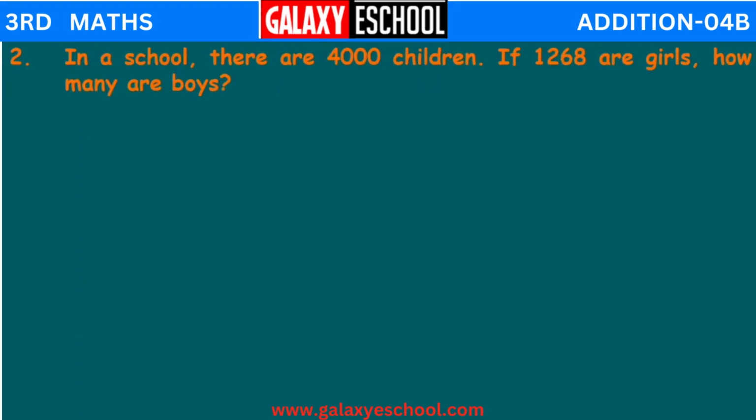Hello children. Question number 2. In a school there are 4,000 children. If 1,268 are girls, how many are boys?